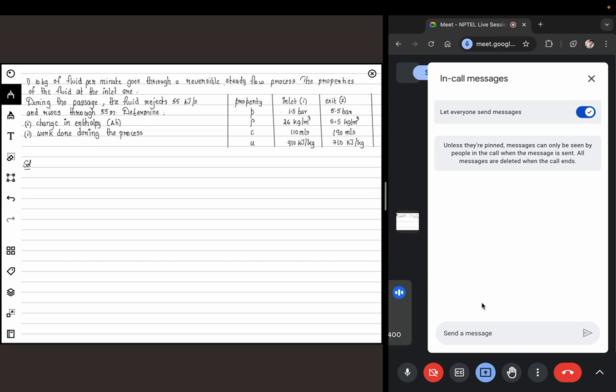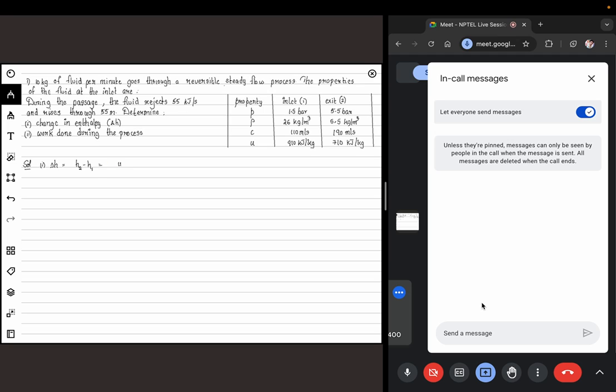So how do I find the change in enthalpy? As we have been discussing so many times, enthalpy is a property. It's basically a point function, so it only depends on the initial and final states. So the change in enthalpy is given by H2 minus H1, exit minus inlet, but the enthalpy is not given here directly. So how do you evaluate that? What is H? It is U plus PV.